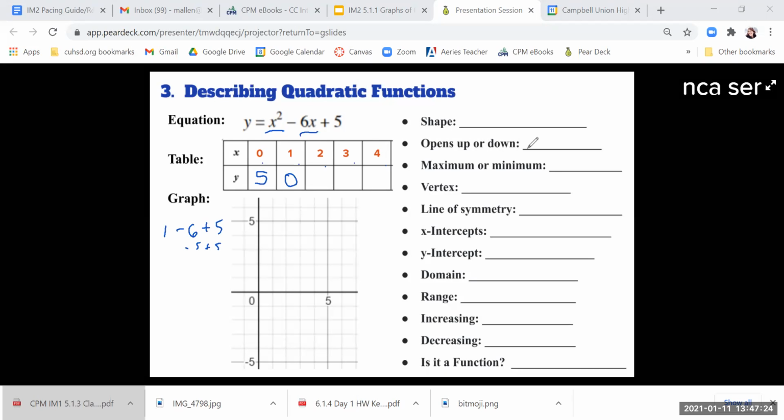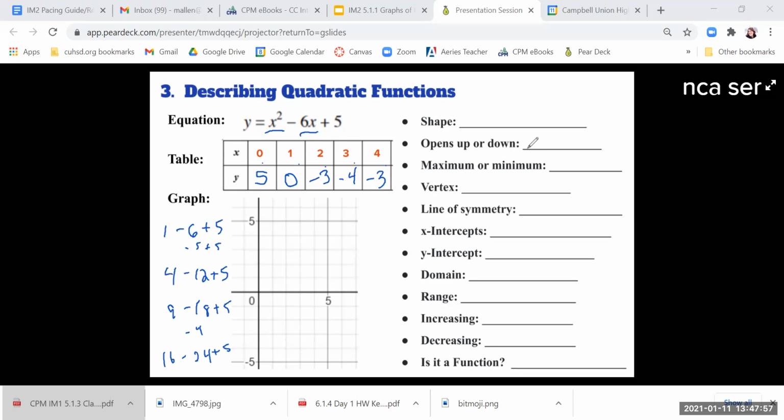Plug in a 2, you're going to get 4. 2 squared is 4 minus 12 plus 5 would give us -3. Plug in a 3. That's 9 minus 18 plus 5 is, I think that's a -4. And then when you plug in a 4, 16 minus 24 plus 5 is -8 plus 5, which is -3.